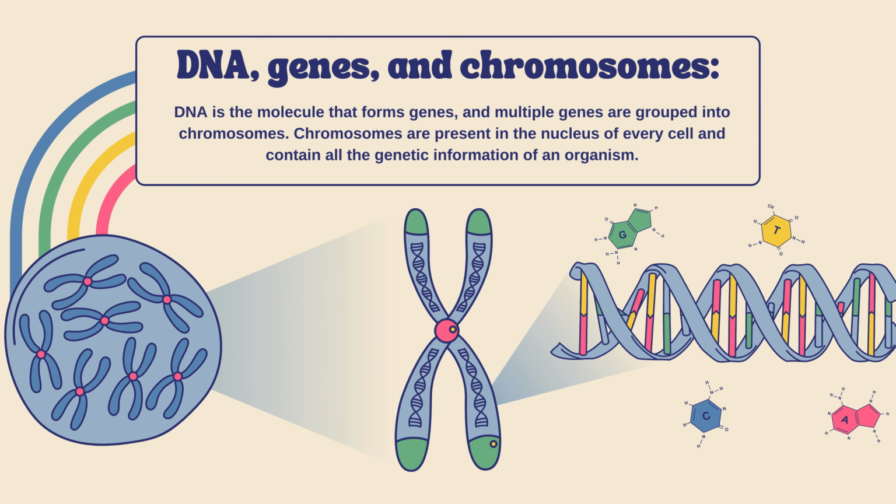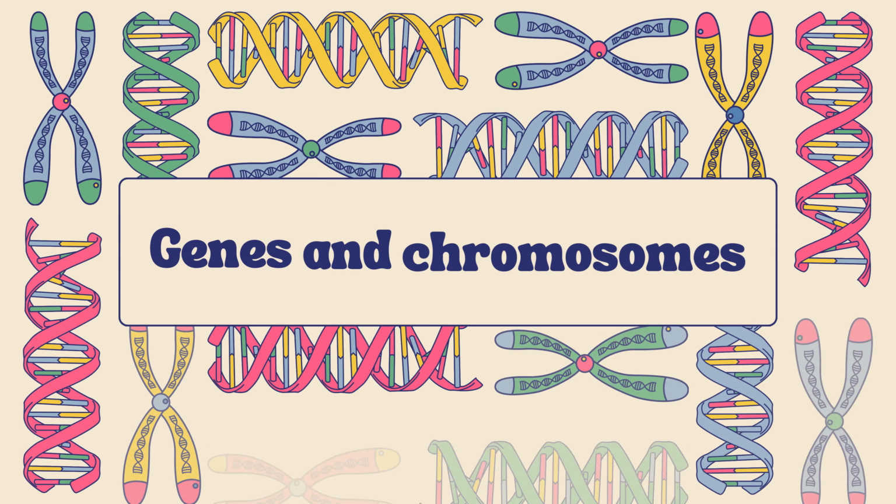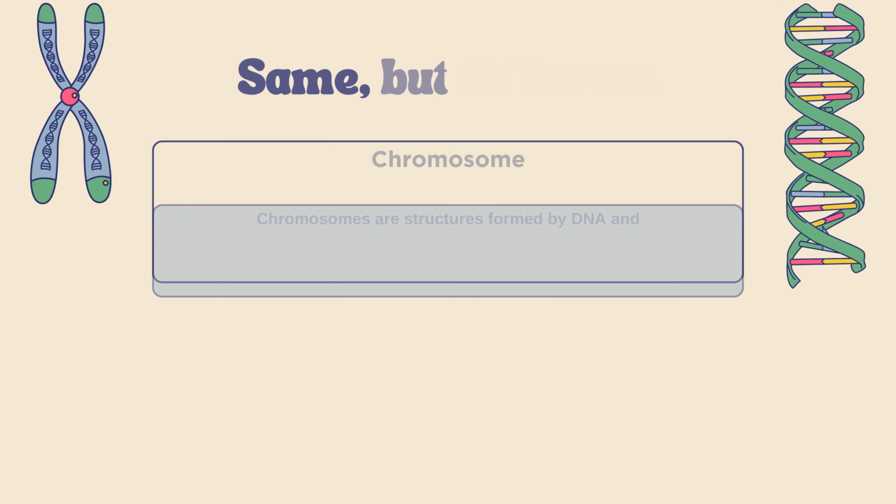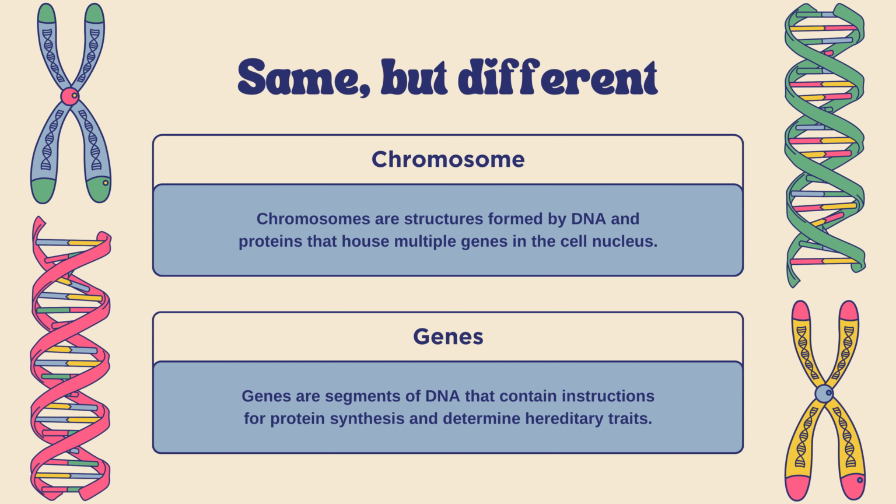DNA, genes, and chromosomes. DNA is the molecule that forms genes, and multiple genes are grouped into chromosomes. Chromosomes are present in the nucleus of every cell and contain all the genetic information of an organism. Genes and chromosomes are the same, but different at the same time. Chromosome. Chromosomes are structures formed by DNA and proteins that house multiple genes in the cell nucleus. Genes. Genes are segments of DNA that contain instructions for protein synthesis and determine hereditary traits.